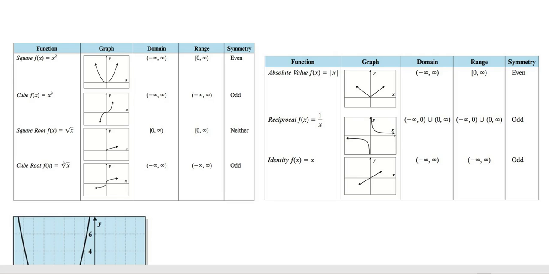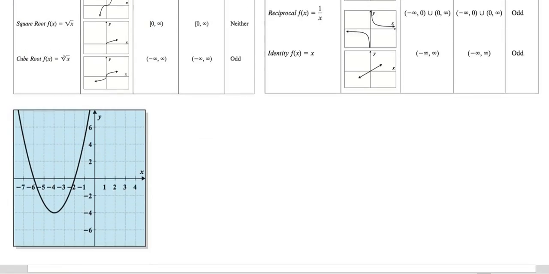So far we've learned 7 basic functions. On the test, I will give you 3 of these and you will have to give me back the graph, the name, the algebraic representation, the domain, the range, and the symmetry. So make sure you're very comfortable with these 7 graphs.